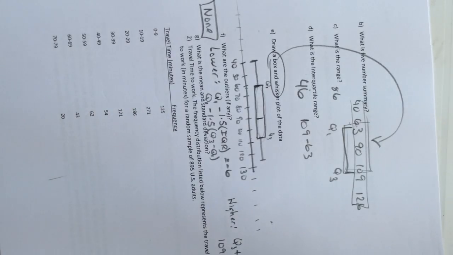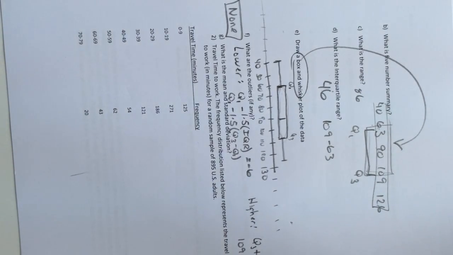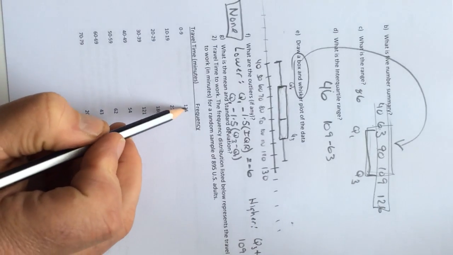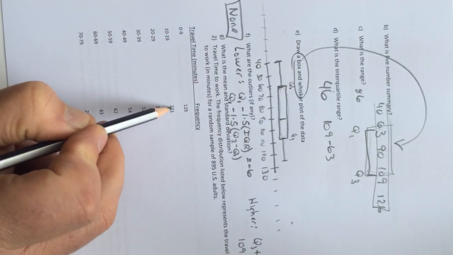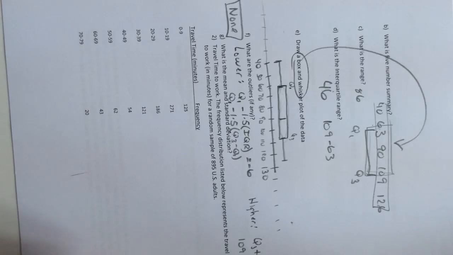So a frequency distribution means how many of each of these categories there is. There's 125 in this category, there's 271 in this category, and so on. Okay, so it asks, what is the mean and standard deviation of the travel time for U.S. adults?